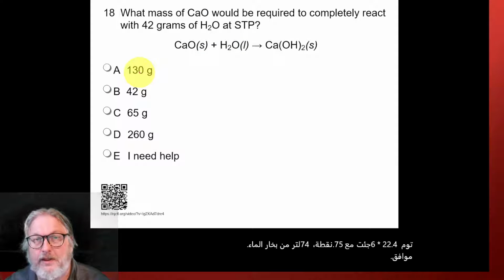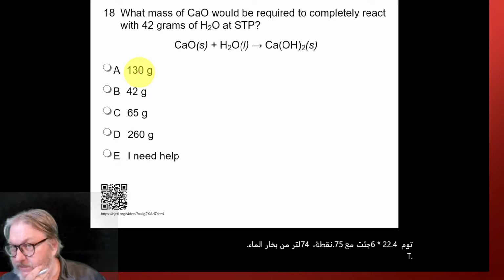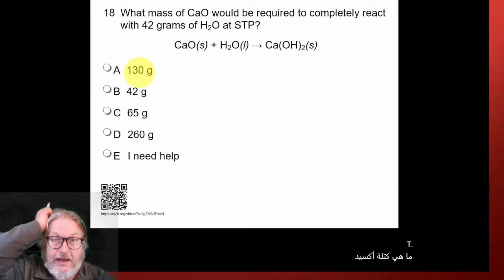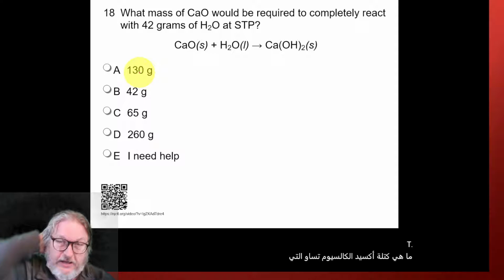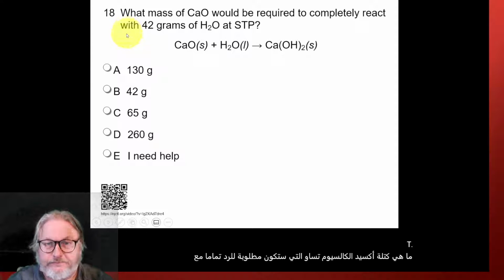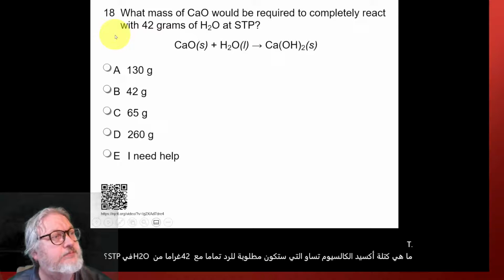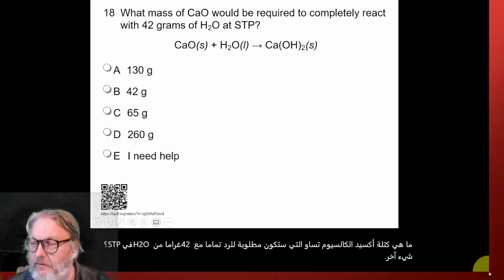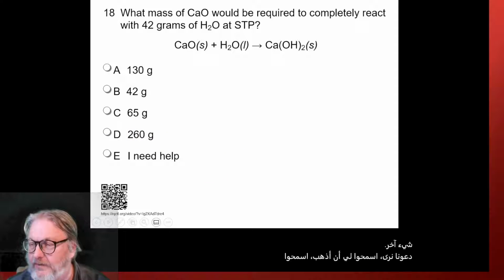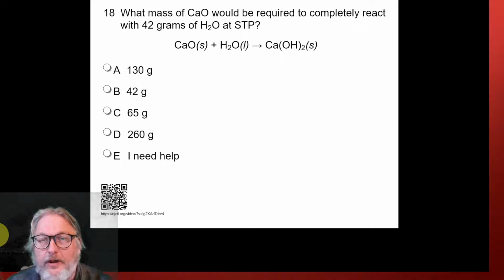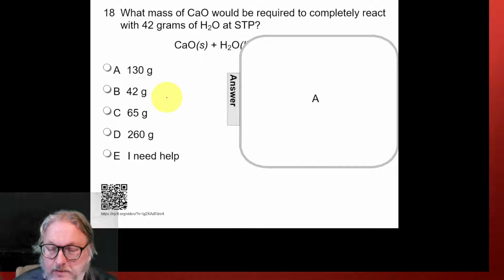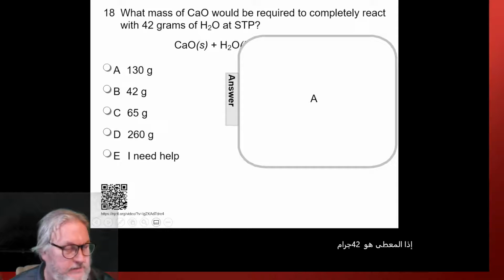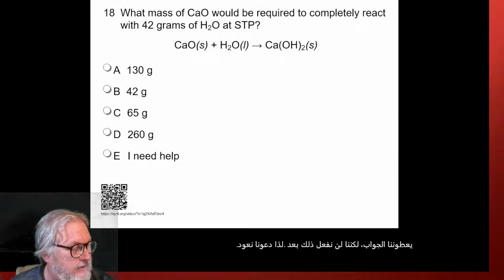B. What is the mass of CaO, calcium oxide, that would be required to completely react with 42 grams of H2O at STP? So, let's see. Let me pause for a minute. We'll come right back. I want to think about this one. Okay, so the given is 42 grams. Oh, well, they give us the answer, but we won't do that yet.